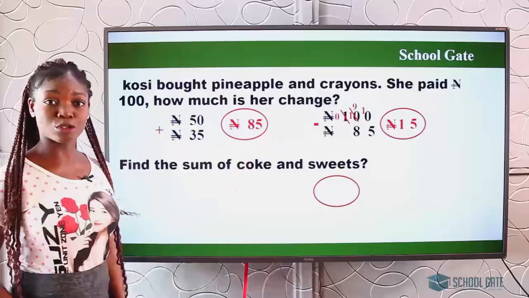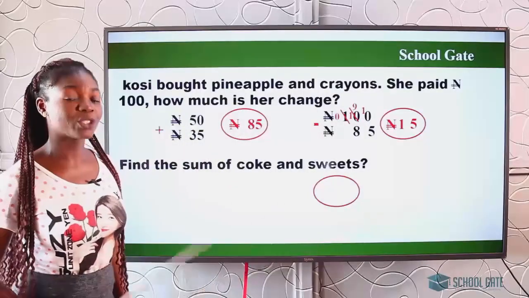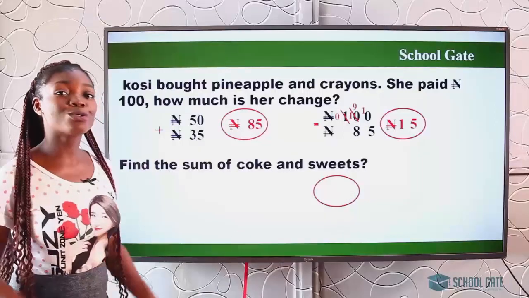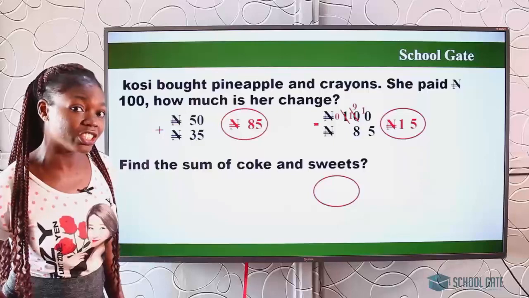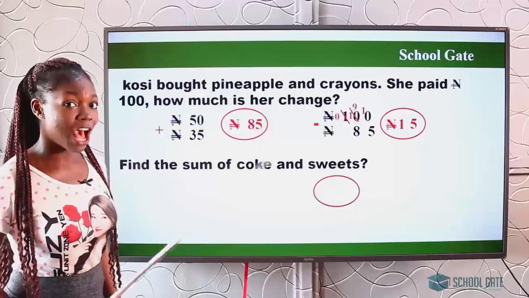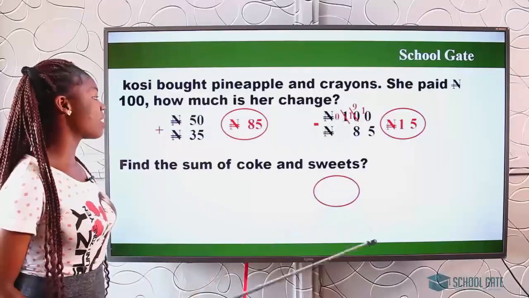What I want us to know at the end of today's lesson is how to buy something for our mother and collect the correct change, so that we will not be cheated. Are you following, kids? And then we have another one.